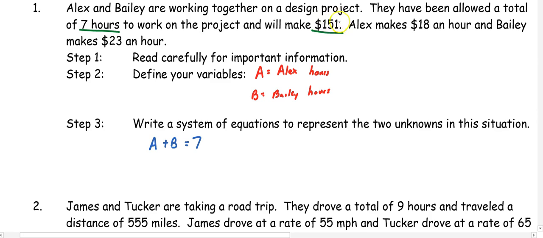Then we also have something with $151. So we know that it has to be equal to 151. We can't do A plus B equals 151 because A and B are representing hours. So we need to add something else into the equation. Well, they told us that Alex is making $18 and Bailey is making $23. That's going to help us with this equation. So if Alex is making $18, we're going to say 18A. For every hour worked, we're going to multiply that by 18, plus 23B equals our $151. So now we have our two equations, and we'll learn in the next couple of days how to solve those. Today we're just working on setting things up.